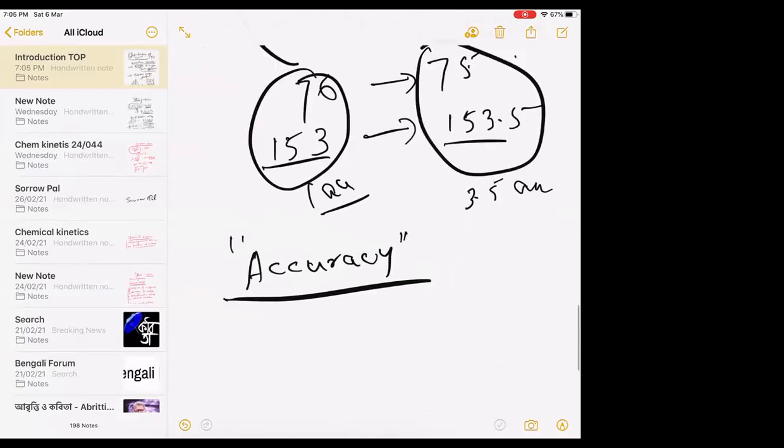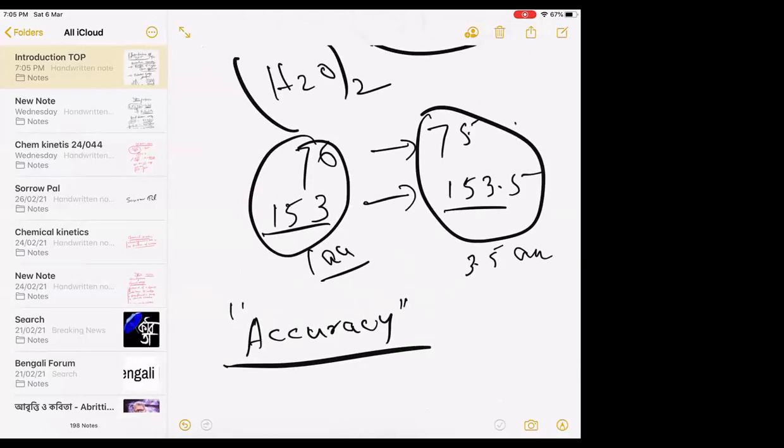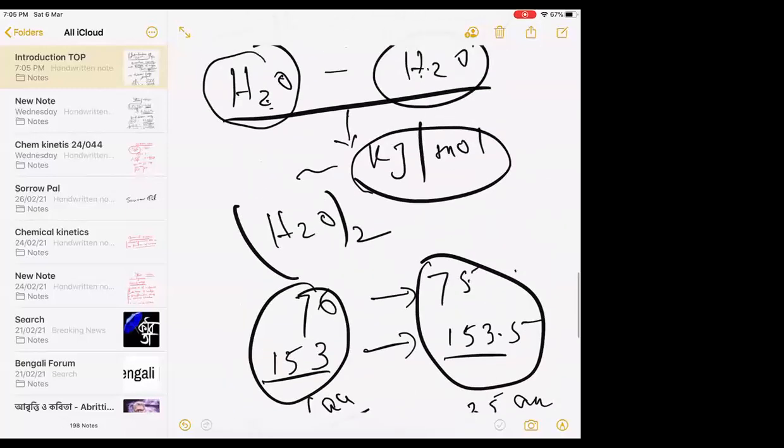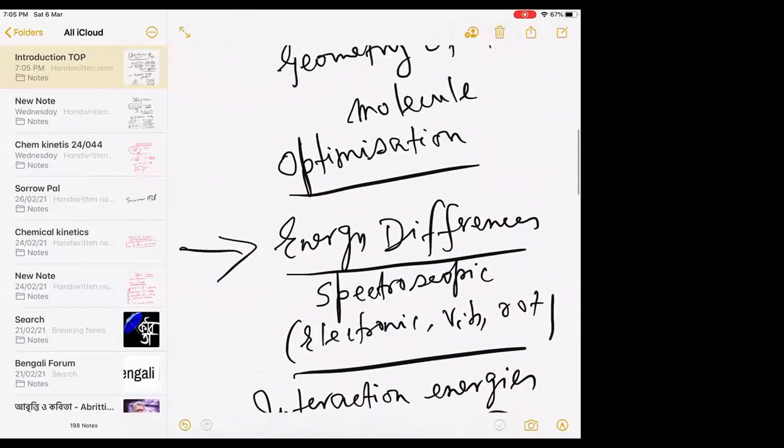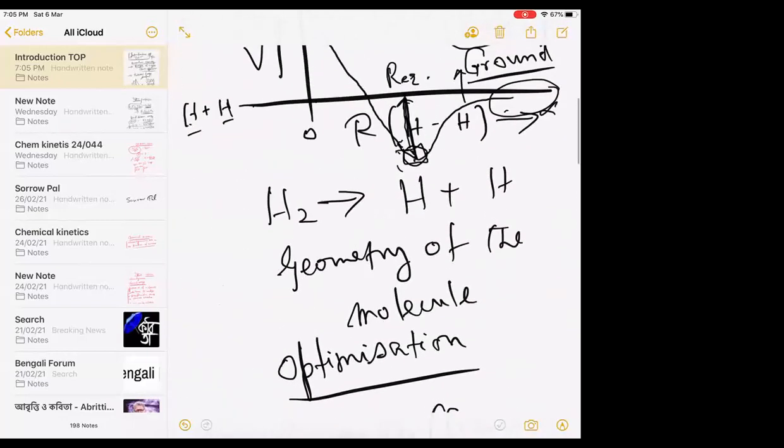Accuracy which is matched by experiment. Accuracy which is demanded by the experiment. And this is a singular challenge, and that has kept the quantum chemistry going. Okay, and that is the most important part that I first want to tell.